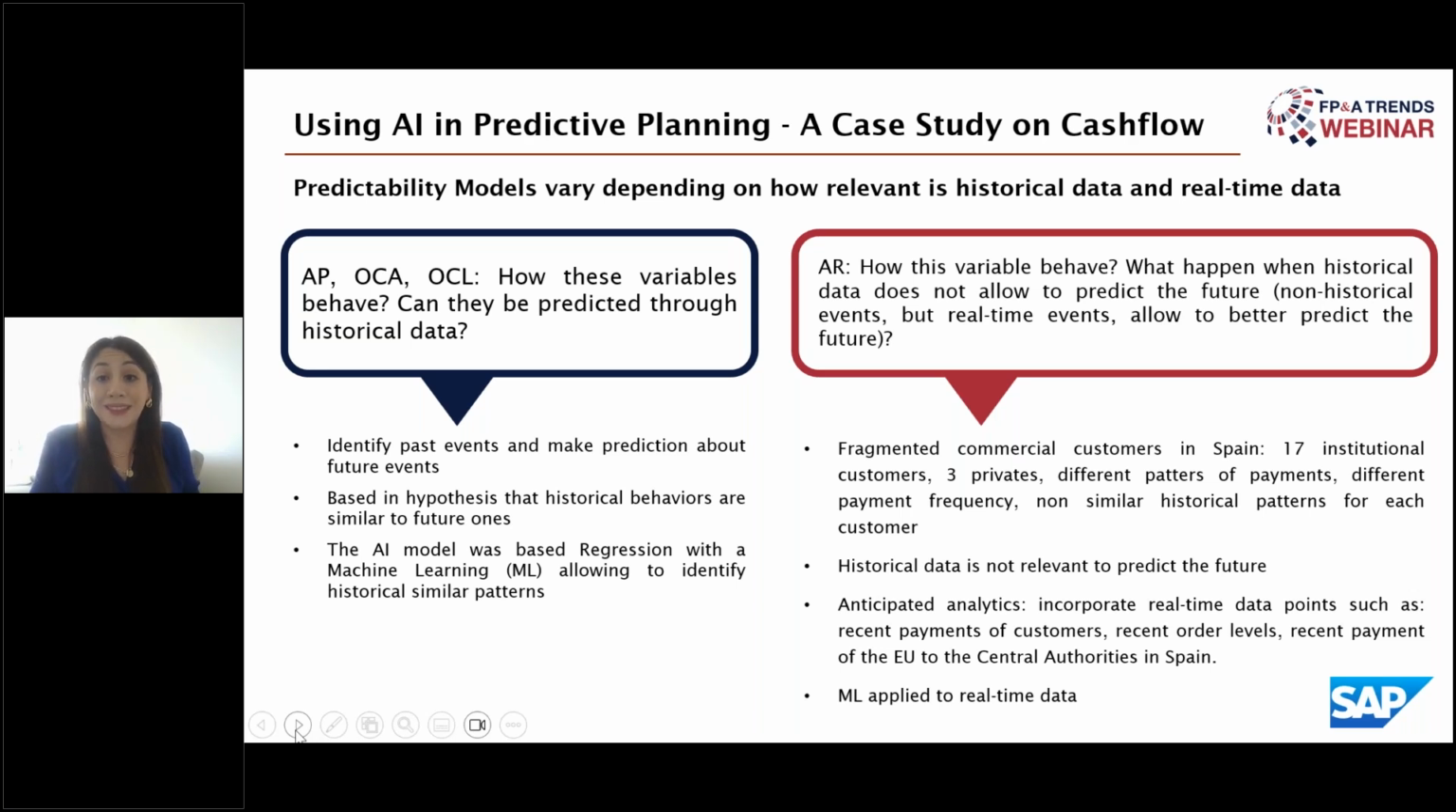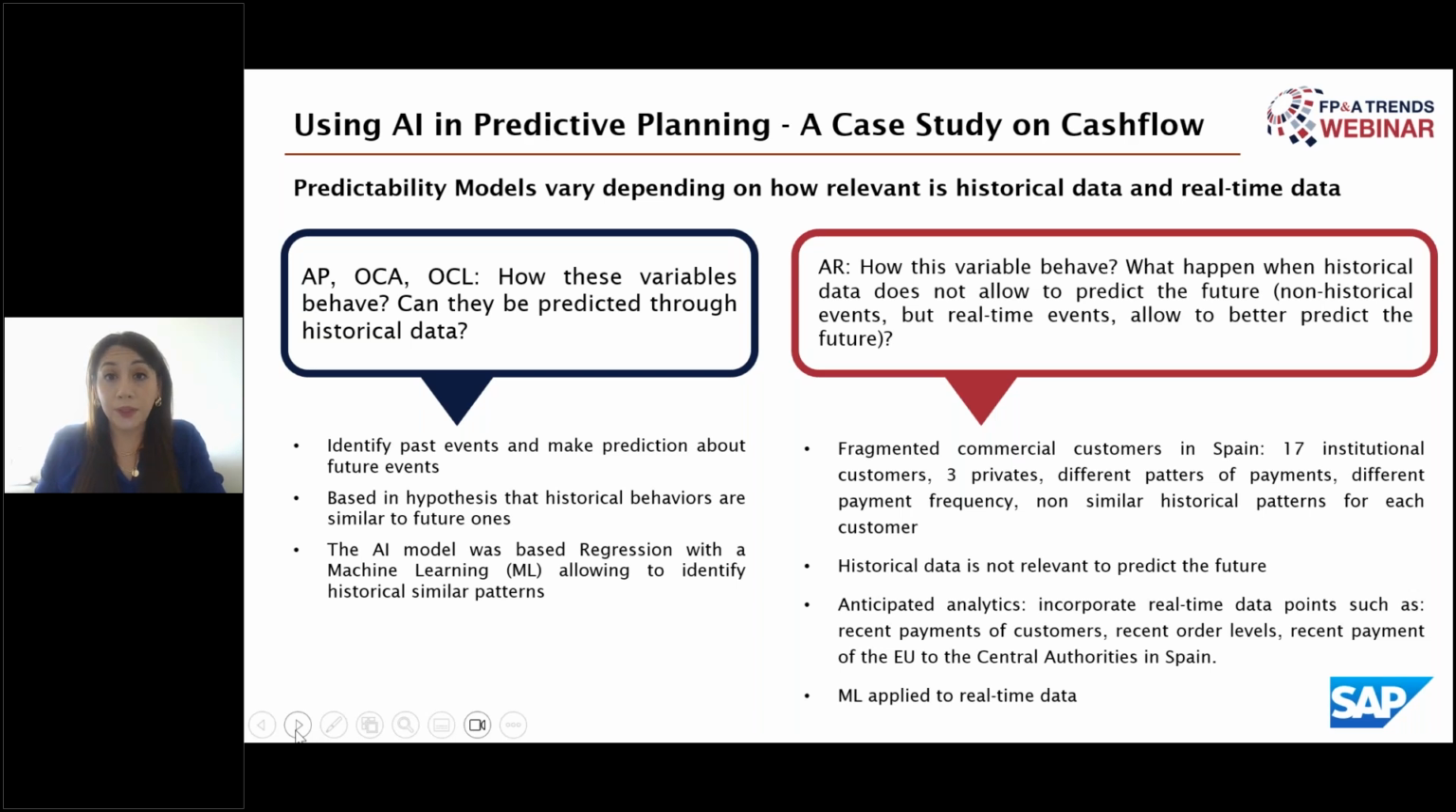In that case, we do what we call anticipated analytics. We list all the variables that are relevant in real time in order to predict the future. We listed the level of orders of each customer, how much the European Union was injecting into the healthcare system of Spain, and the frequency with which the European Union was supposed to send the funds to the Spanish government. We also tried to build credit rates for each of our customers in order to predict the AR and the DSO for each customer. So machine learning is not only used for historical data. You can also use machine learning for real-time data: train your model and then test your model.